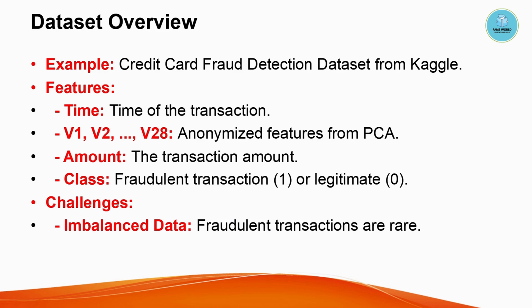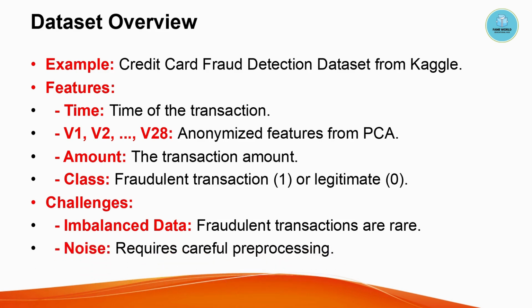One of the major challenges when working with this dataset is the imbalance between legitimate and fraudulent transactions. Fraudulent transactions are rare, so this makes it difficult for the model to correctly classify anomalies. Additionally, the dataset may contain noise, irrelevant data that could affect the performance of our models. This is why proper pre-processing steps are crucial to ensure accurate results.